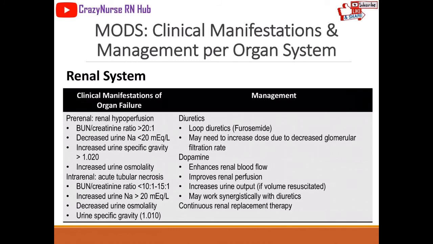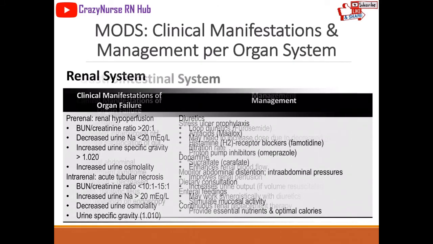So for the management, we have first the administration of diuretics. So we administer loop diuretics such as your furosemide, and you may need to increase dose due to decreased glomerular filtration rate. Also, we need to administer dopamine because it enhances renal blood flow, improves renal perfusion, and increases urine output if volume resuscitated, and it may work synergistically with diuretics, and of course, continuous renal replacement therapy.